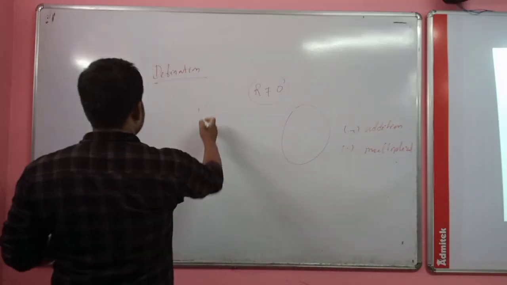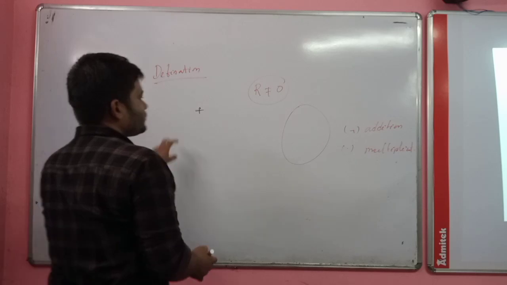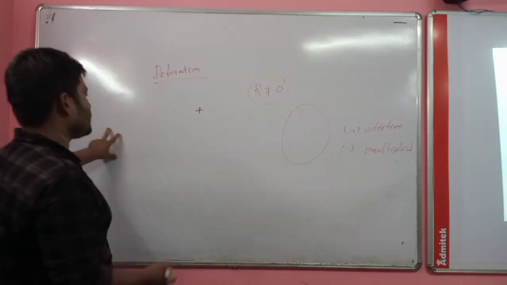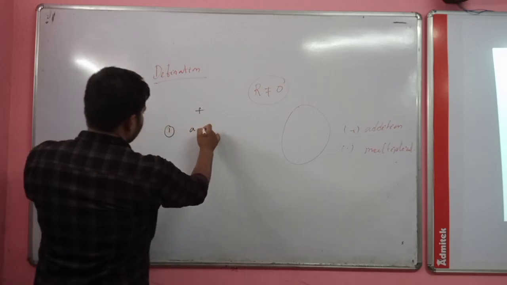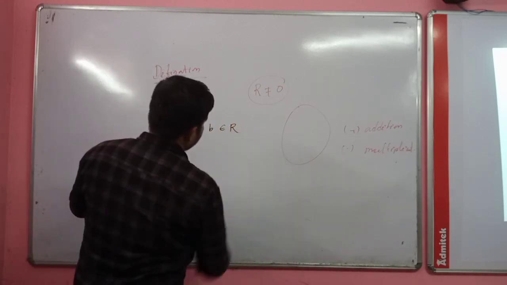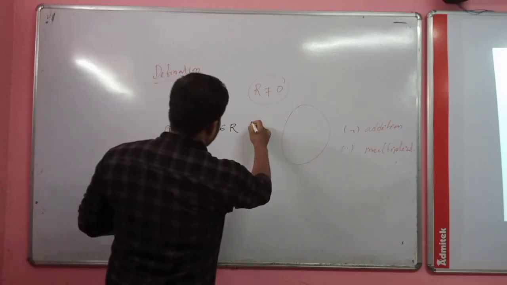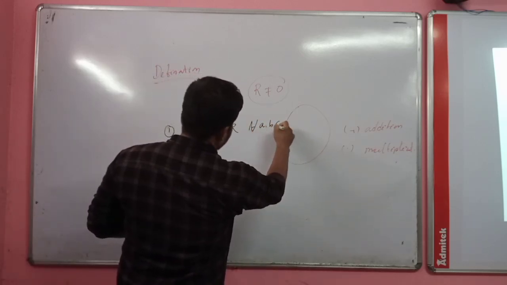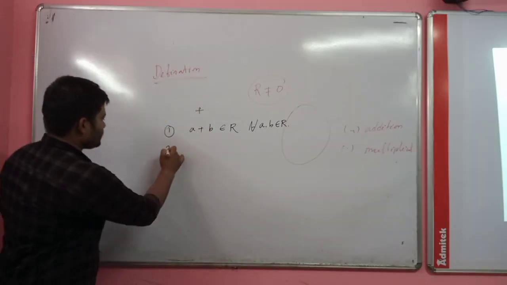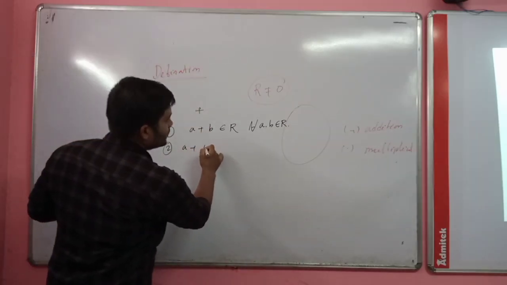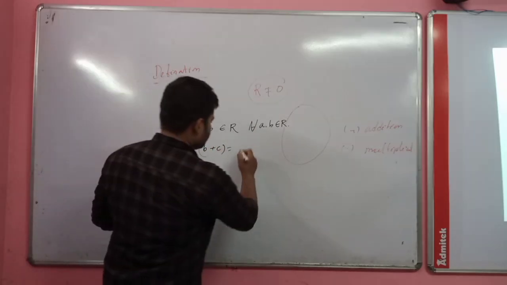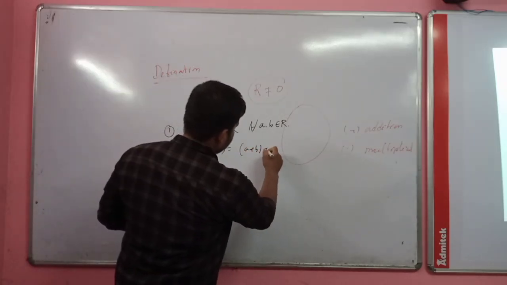Addition সাপেক্ষে গ্রুপ করতে হবে। Addition সাপেক্ষে গ্রুপ করতে হলে পাঁচটা কন্ডিশন অ্যাটলিস্ট সবাই জানা, গ্রুপের ক্ষেত্রে পাঁচটা কন্ডিশন সবাই জানা আছে। ফার্স্ট কন্ডিশন কি ছিল? a plus b belongs to R, for all a, b belongs to R. One condition. Second condition: a plus b plus c equals a plus b plus c.